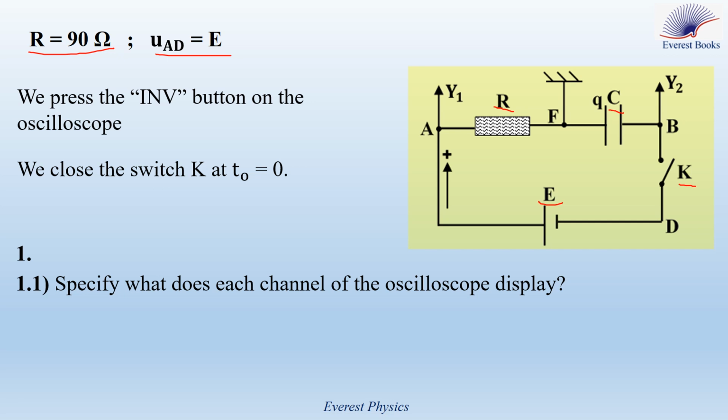The ground of the oscilloscope is connected to point F, and since the phase of channel 1 is connected to point A, then channel 1 displays the voltage UAF across the resistor. And since the phase of channel 2 is connected to point B and the I and V button is pressed on the oscilloscope, then Y2 or channel 2 displays the voltage UFB across the capacitor.